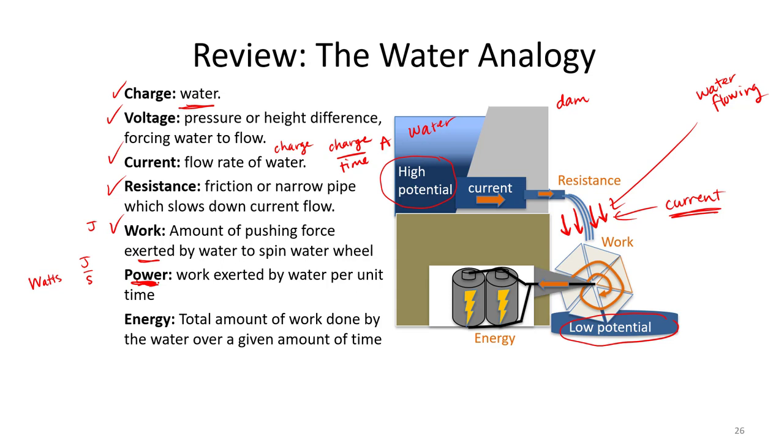And finally, another very important property is energy. Energy is the total amount of work that is done over a given amount of time. So if this water wheel has been spinning for a while, how much did we charge our batteries? How much energy did this flowing water produce? Make sure you use this water analogy to help you visualize what's going on in circuits, and we'll return to this water analogy from time to time to help us understand what's going on.